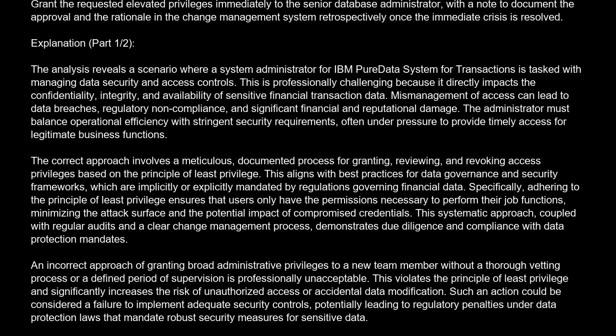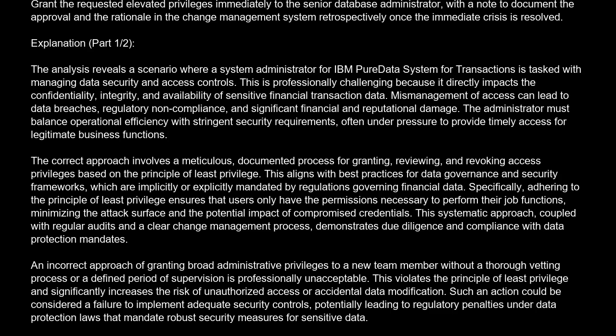Correct answer is B. Grant the requested elevated privileges immediately to the senior database administrator, with a note to document the approval and the rationale in the change management system retrospectively once the immediate crisis is resolved. Explanation. The analysis reveals a scenario where a system administrator for IBM PureData system for transactions is tasked with managing data security and access controls. This is professionally challenging because it directly impacts the confidentiality, integrity, and availability of sensitive financial transaction data. Mismanagement of access can lead to data breaches, regulatory noncompliance, and significant financial and reputational damage.